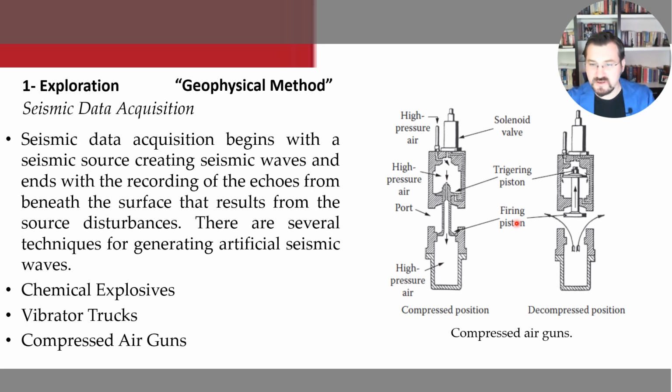You can see examples of these. This is the same gun in compressed and decompressed position. In the compressed position, you can see in the port there is a squeezed part. When firing the piston, it changes to the compressed position. So we call it the compressed air gun. These are used in the subsea.